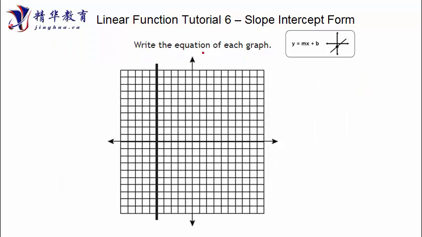Okay, the last one. We have to write the equation for this graph. We have a vertical line, right? Please pause the video if you want to try yourself. The answer will be pretty straightforward. A vertical line has no slope and no y-intercept. Then what do we write here? X equals what? X equals 1, 2, 3, 4, 5, -5. Finished. So that is the linear functions.